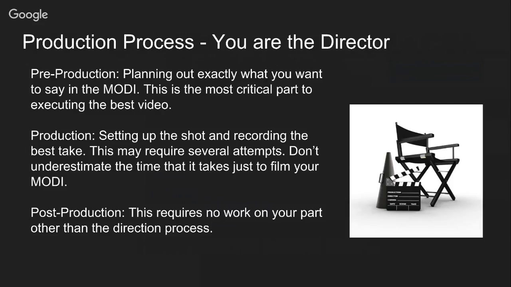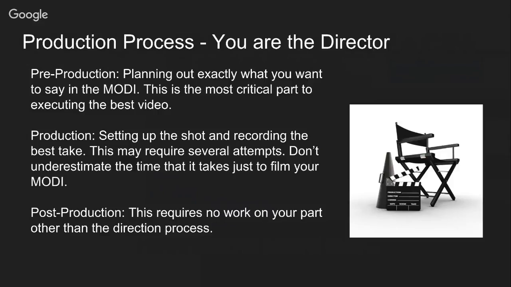So, production process: you are the director. I've put a director's chair there for emphasis. In the tutorial, we mentioned this, but I wanted to stress it again. When you're making a video, there are three parts: the pre-production, the production, and the post-production. The pre-production is where you get out a notebook, write out your ideas, and write out what you want to say.